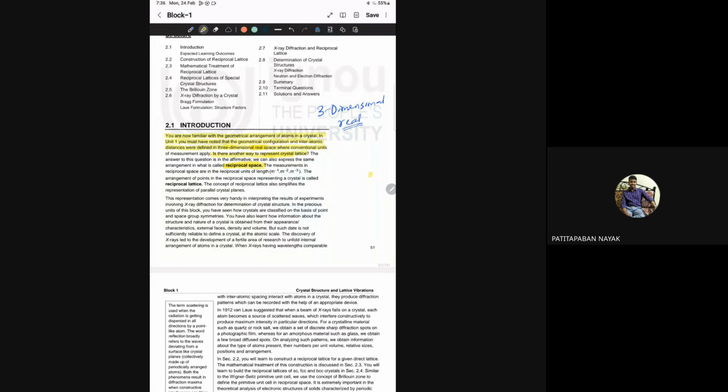The concept of reciprocal lattice also simplifies the representation of parallel crystal planes. So what is it telling you? That whatever we discussed for crystal structure in unit 1 is not the only way we can define crystal structure. There is another way of defining the crystal structure, that is in a reciprocal space, where the reciprocal space units are meter inverse, length inverse.